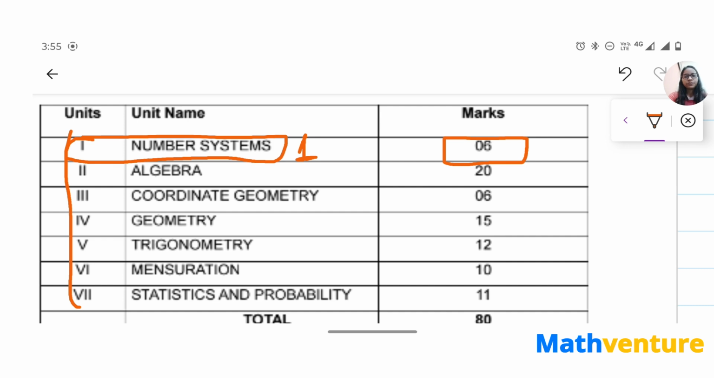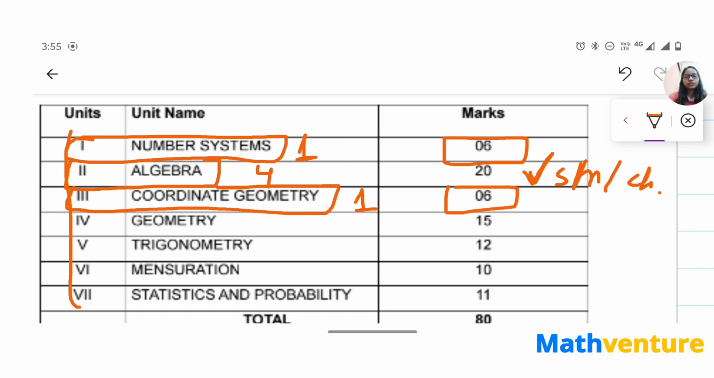There are total 7 units, and in unit number 1 there are 6 marks of weightage and it has only one chapter. Second unit, algebra, has the highest weightage in terms of marks. It has 4 chapters, so per chapter we will see 5 marks. Next is coordinate geometry, only one chapter under this unit, and it has weightage of 6 marks.